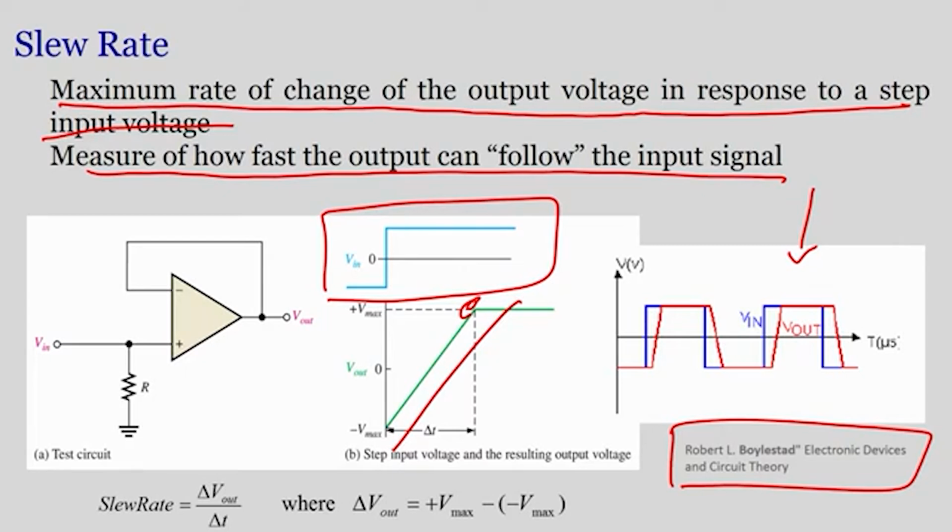Slew rate is also given by delta V out upon delta t, the change in time, where delta V out is the change in voltage, which is plus V max minus V max. This difference is your delta V out. The formula is not completely visible, so I will write here delta V out by delta t. This is slew rate.